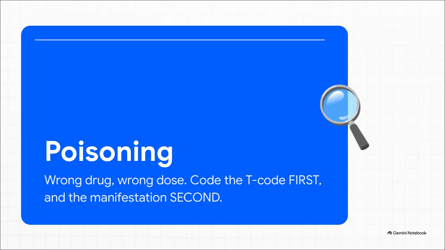Let's start with a true poisoning. The absolute most important rule here is that the T-code takes the lead in slot number 1, followed by the symptom it caused in slot 2. Poisoning happens when a medication is used improperly. Wrong drug, wrong dose, or even the wrong person taking it. For example, if a patient is prescribed 1 tablet of amoxicillin, but they accidentally take 4 tablets and develop severe nausea, that's a poisoning. You code the T-code for the poisoning first and the manifestation, the nausea, second. This category also covers provider errors, taking a non-prescribed drug with a prescribed one, or mixing any medication with alcohol.